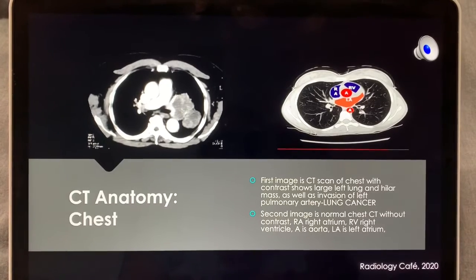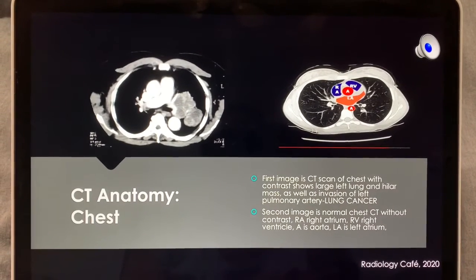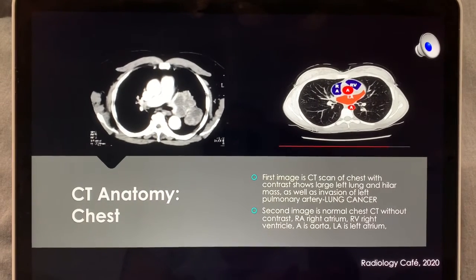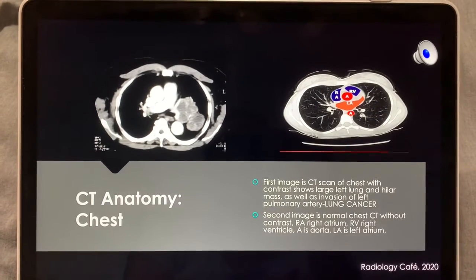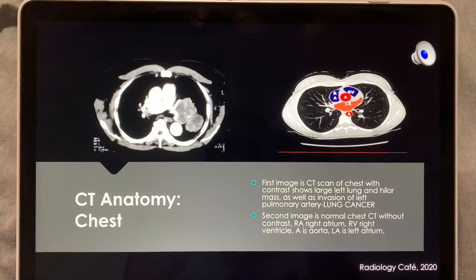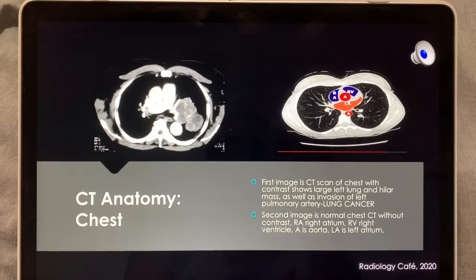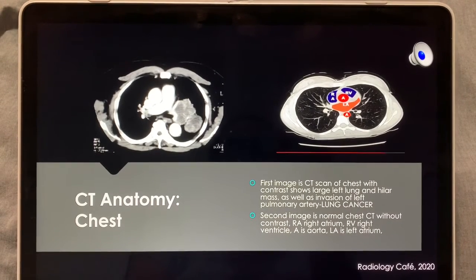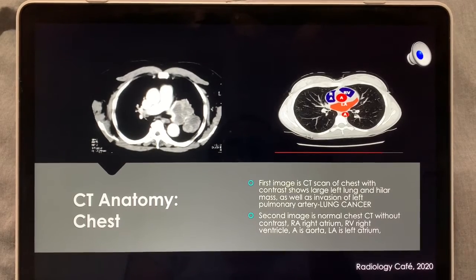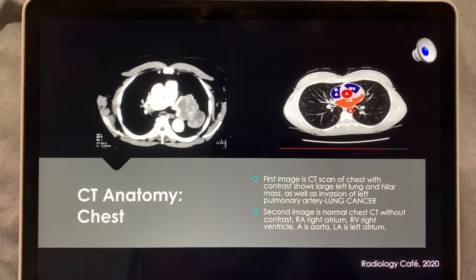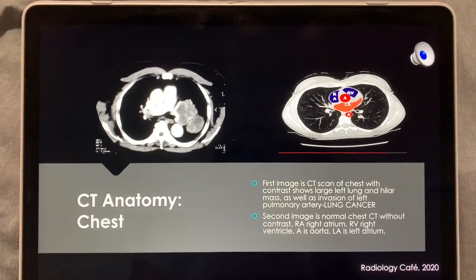On this slide, we will discuss the CT anatomy of a chest with and without contrast. The first image to the left is a CT scan of the chest with contrast, which shows a large left lung and hilar mass, as well as invasion of the left pulmonary artery and a lung cancer. The second image to the right is a normal CT chest without contrast. RA in blue is the right atrium. The RV in blue is the right ventricle. The A is aorta, which is in red, and LA is the left atrium, which is the orange.